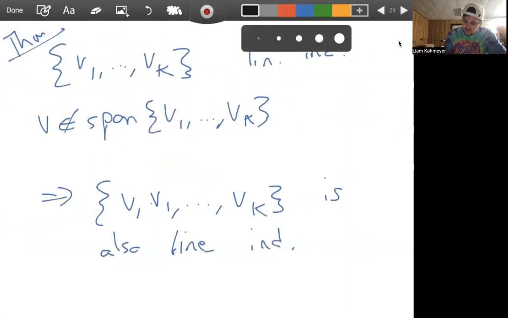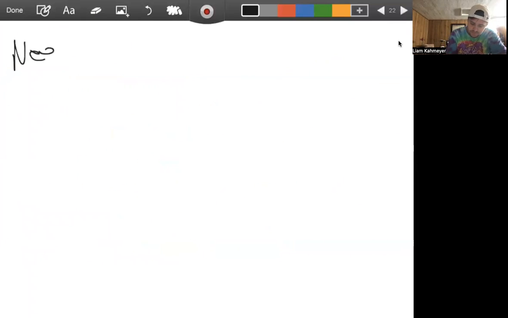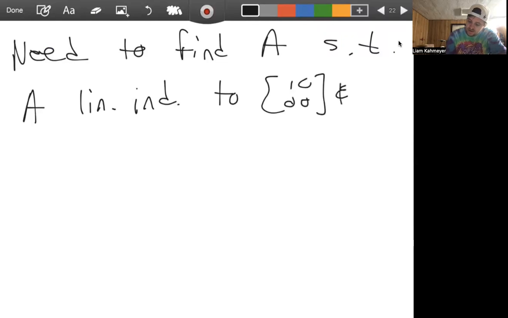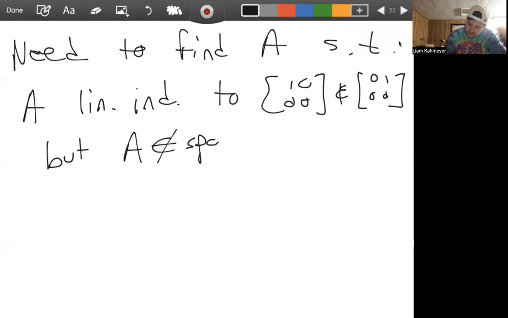So what do we need to do? This means we need to find A such that A is linearly independent to [1, 0; 0, 1] and [0, 1; 0, 0], but A is not in the span of S, right? We were calling those two S.